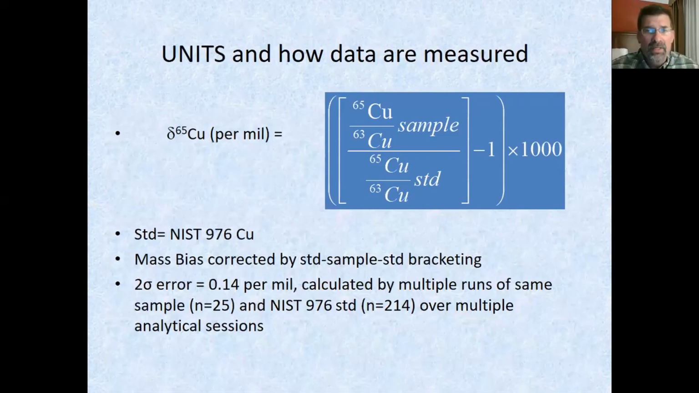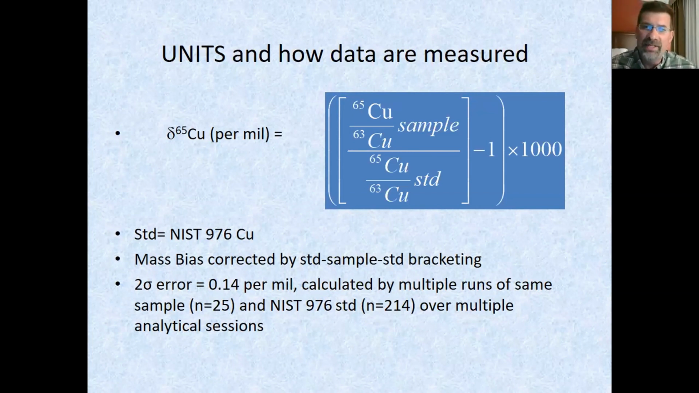Okay, so all the data that you're going to see today are going to be presented to you in a per mil unit, and these are stable isotopes. What's unique about doing this analysis is that these are very small deviations that you're going to see. Unlike oxygen and carbon and hydrogen, where you can have tens of per mil, even hundreds of per mil fractionation, here most of the units are going to be within about 1 to 2, maybe up to 5 per mil variation. Copper is the biggest one, so I use that as an example here.